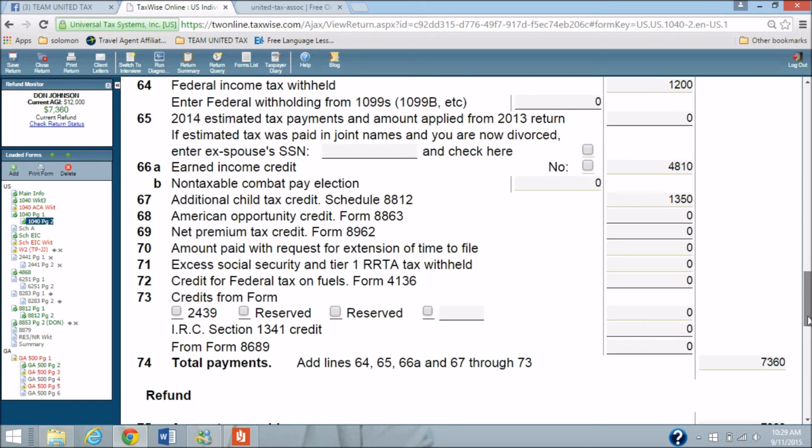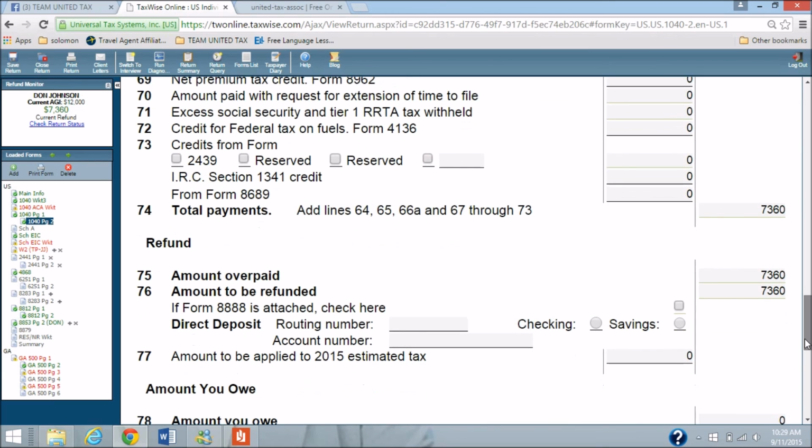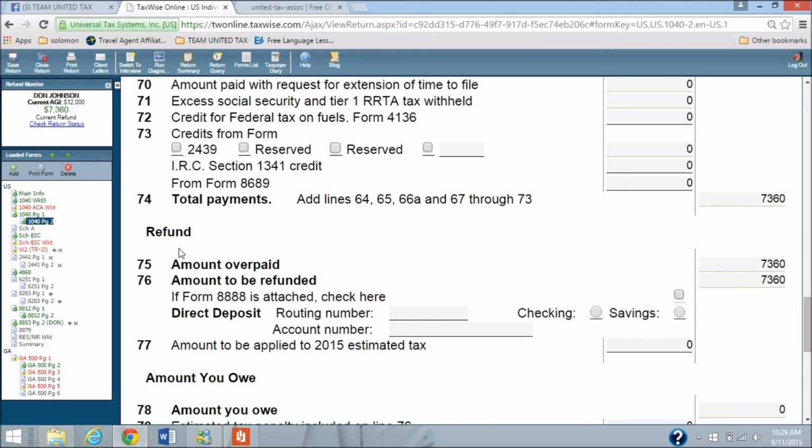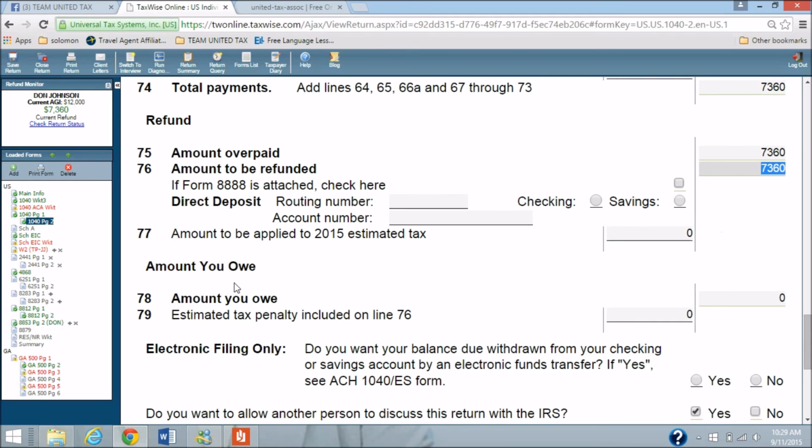So wow, when I first learned this business, I was like, this is amazing. Once you learn it, it takes you about 10 or 20 minutes to get the information in there. It takes about 5 minutes for a return to actually calculate. And you're in the money, as they say in the trading industry. So that's it. Down here on line 75, amount overpaid, and 76, amount to be refunded. Here is your refund amount. If he had owed money, it would come to this line right down here, and it's as simple as that.